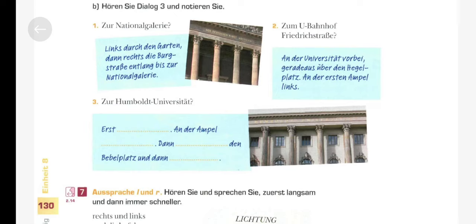Tell your answers. So, zur Humboldt-Universität. Erst geradeaus, an der Ampel links, dann über den Bebelplatz und dann wieder links. I hope you all have the same answers.